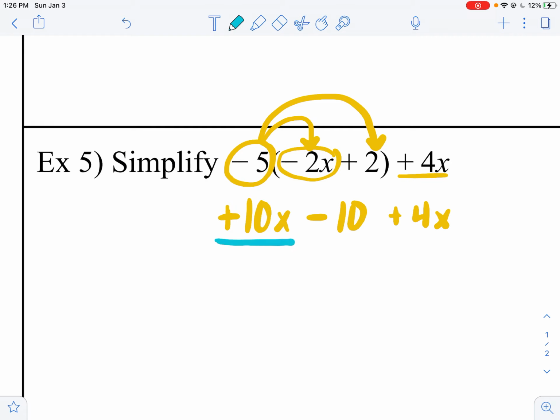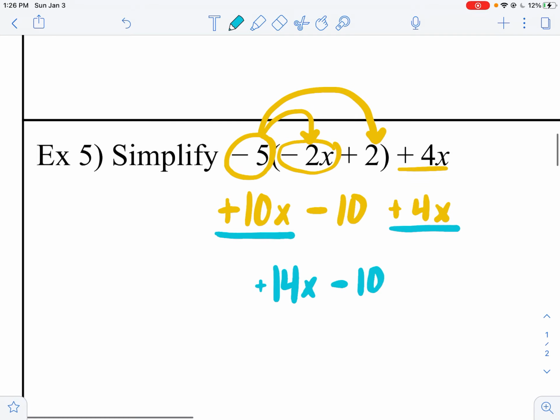Now we're going to combine like terms. We have positive 10x and positive 4x, which is a positive. Now we don't have to write positive, but we could just write 14x or positive 14x. If you want to always put a sign, you can always put a sign, positive 14x, and then minus 10.